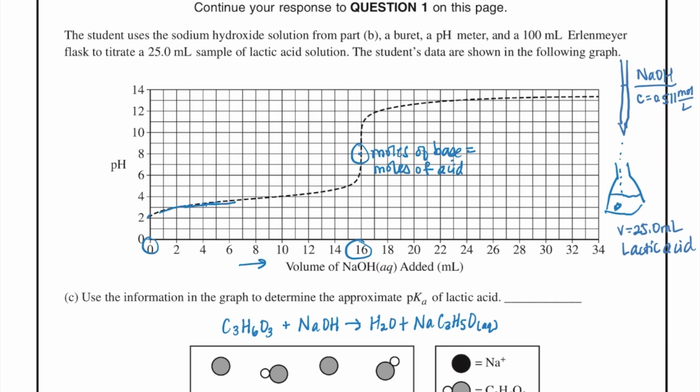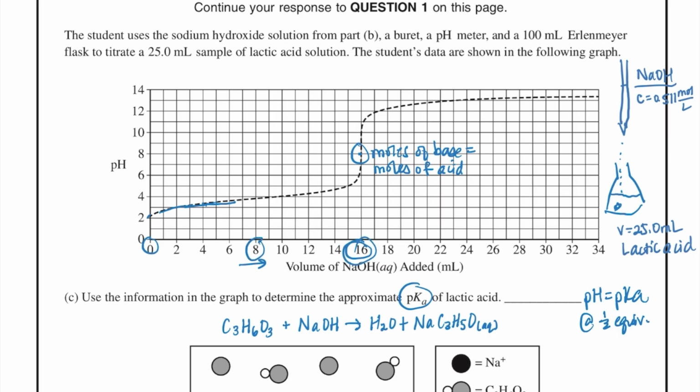With all that being said, to find the pKa of the lactic acid, you may remember from class that the pH equals pKa at the half equivalence point. What do I mean by half equivalence point? The half equivalence point is when half of the acid has been neutralized. If you think about it, that would occur here at 8 milliliters.